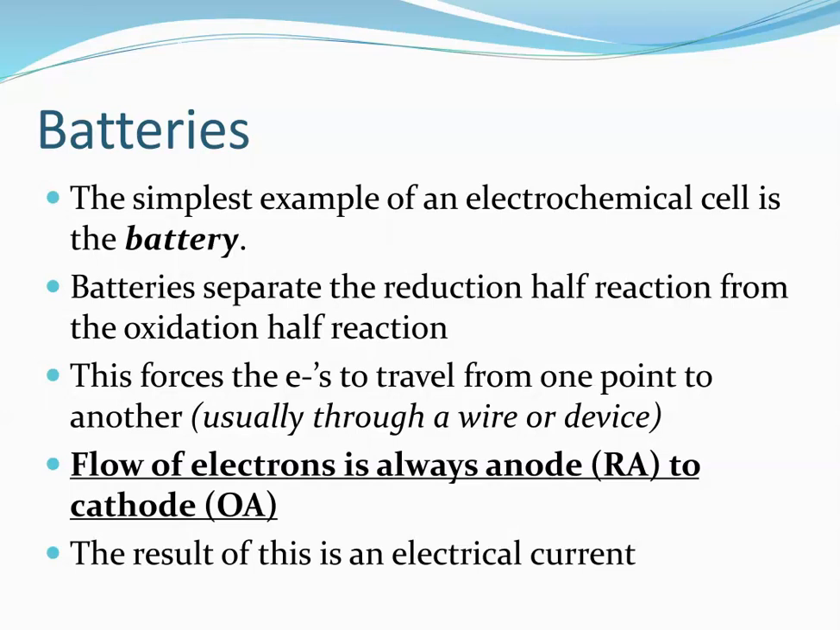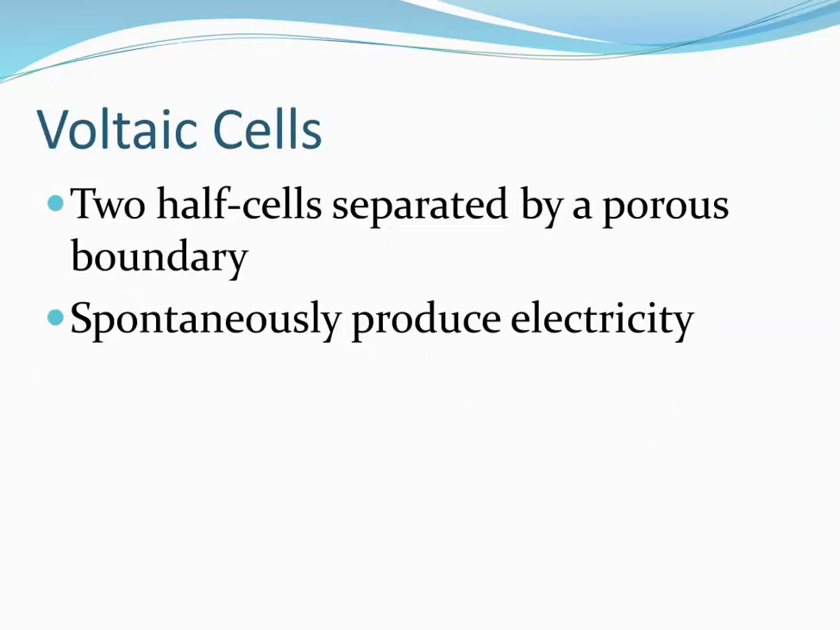Batteries are set up to contain two separate half reactions, an oxidation and a reduction half reaction. Because the half reactions are separated, electrons are forced to travel from one point to another. These electrons will flow from the reducing agent to the oxidizing agent. The flow of electrons is an electrical current. The remainder of this lesson will discuss the different components of voltaic cells.